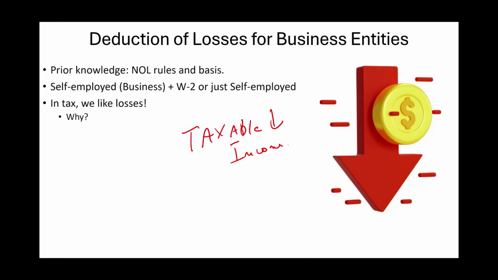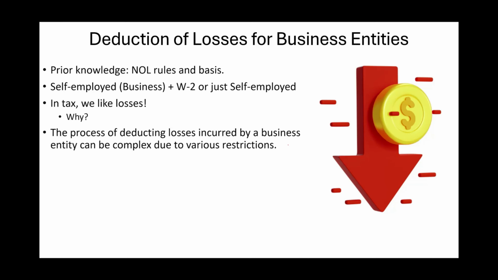We're growing our business. But the good thing is if we can take this loss and use it to reduce our taxable income. Specifically, if we could reduce other taxable income, especially if we have a W-2. And that's why we say we kind of like losses. It's not that bad if the losses are helping us to grow our business. So the process to deduct the losses is a complex process. Why? Because we have various restrictions depending on the type of entity. And this is what we will discuss.